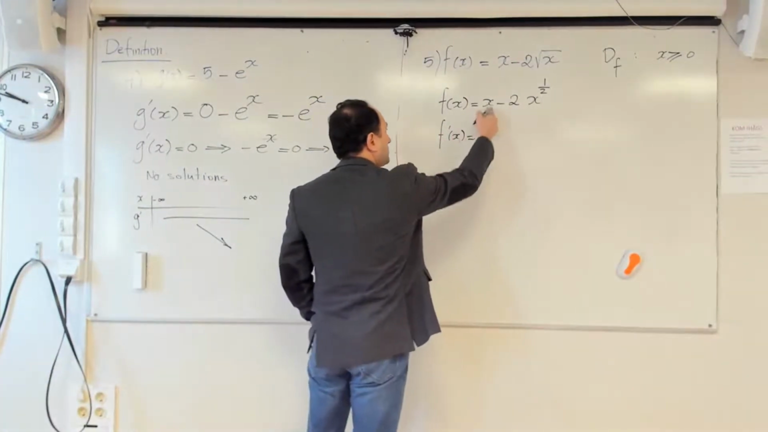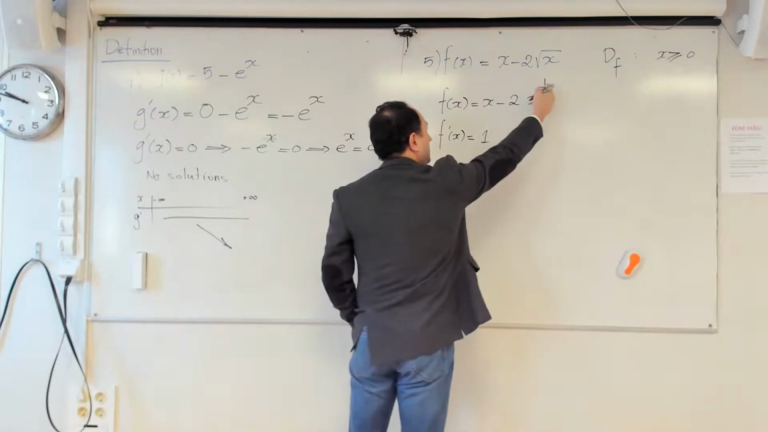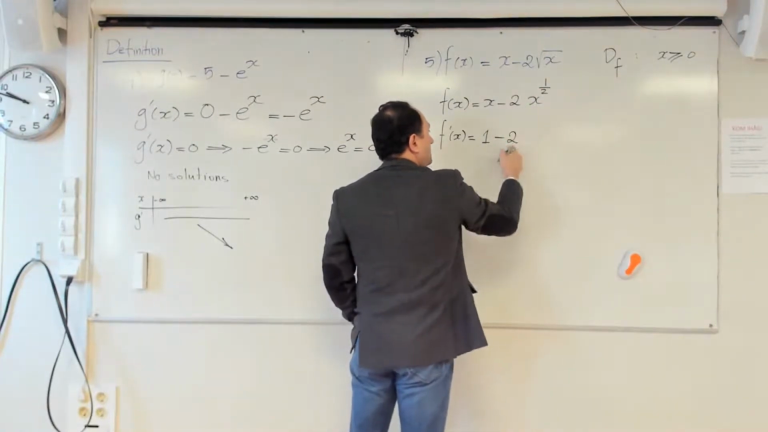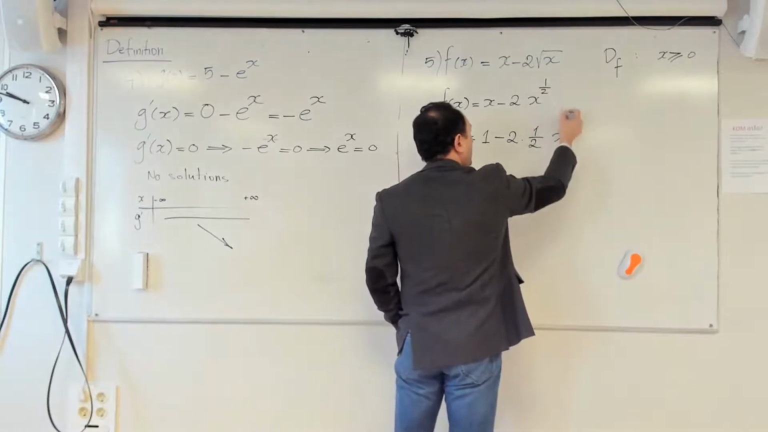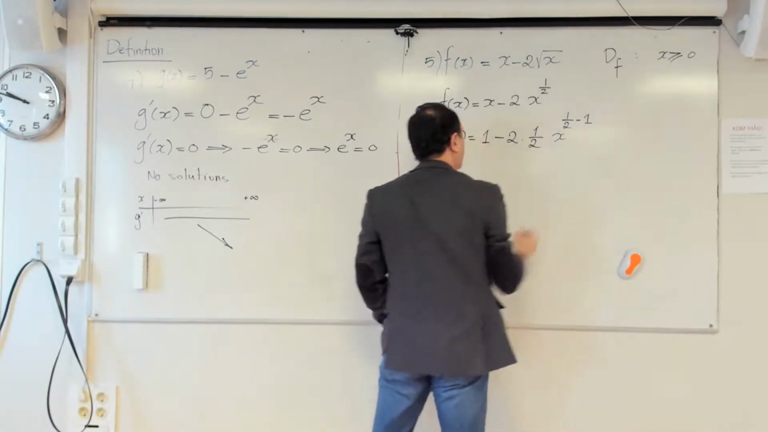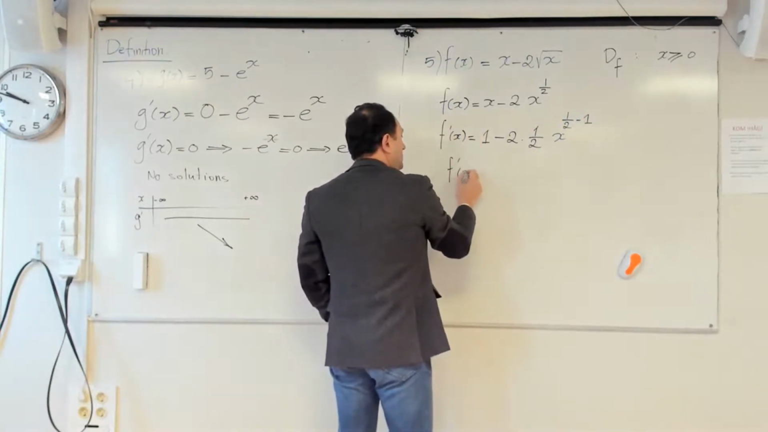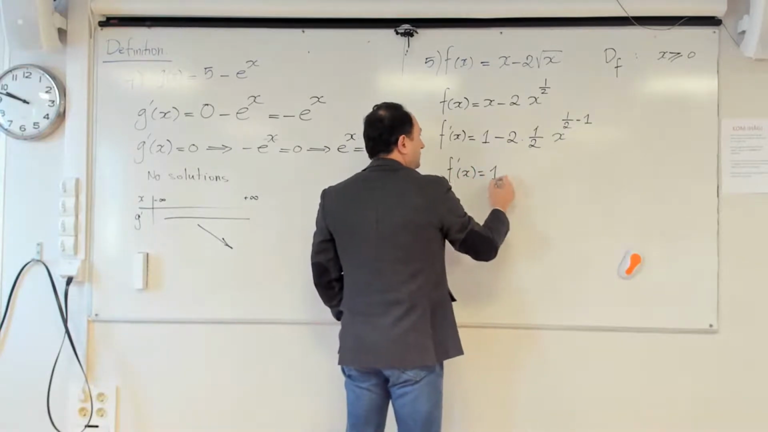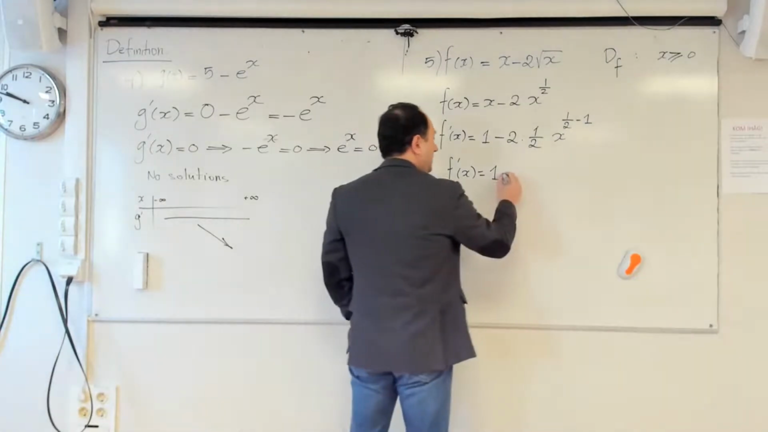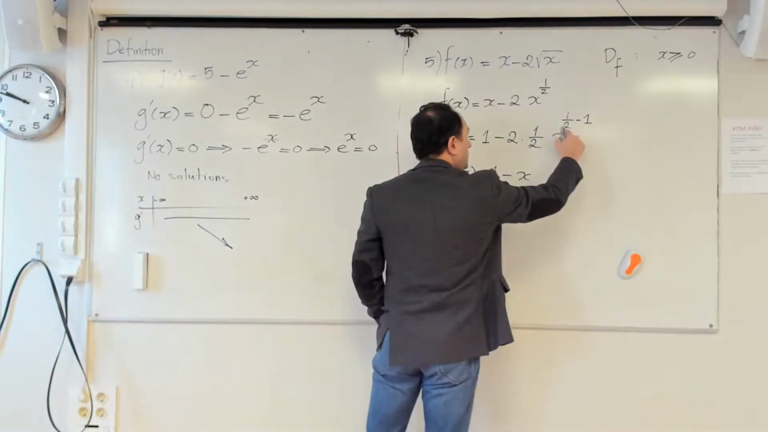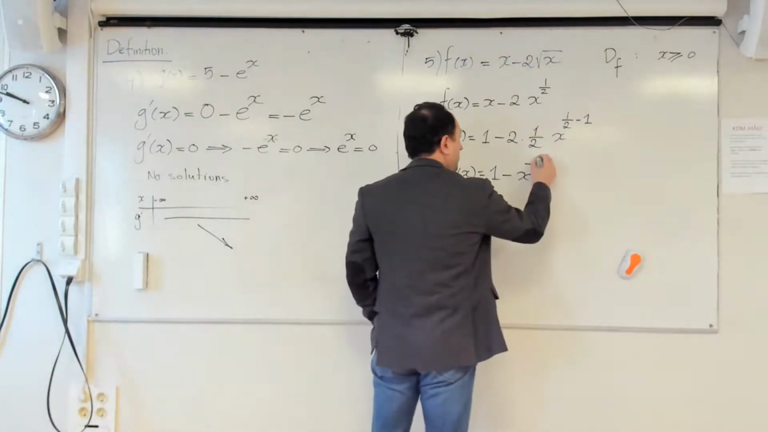f prime of x, the derivative of x is 1. 1 over 2 goes down. There is a minus 2 there. 1 over 2 goes down. Then I have x to the power of 1 over 2 minus 1. And then f prime of x is equal 1, 2 times 1/2, they are gone. And this becomes x to the power of 1 over 2 minus 1, which is minus 1 over 2.